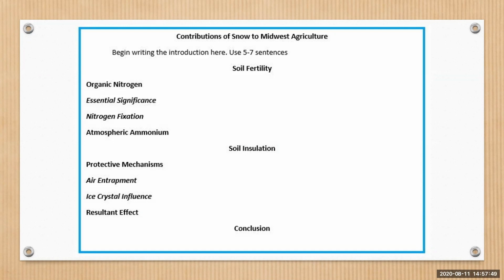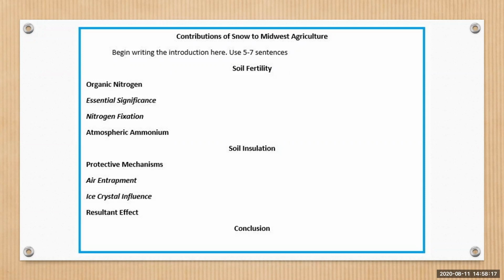So let's talk about organic nitrogen as level 3s. And you notice that they're all up to the left, they're flush left. The only difference between 2 and 3 is that 3 is italicized. All right, organic nitrogen. Well, it has an essential significance, and then you'd go on to talk about that. And it's involved with nitrogen fixation, and you'd go on to talk about that.